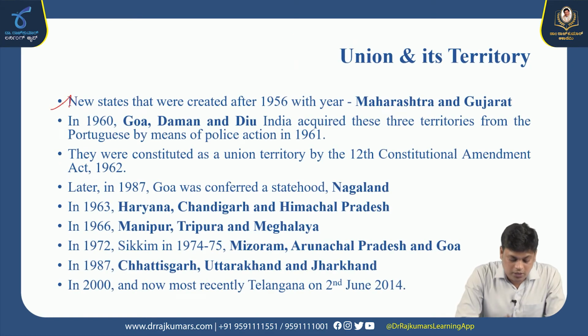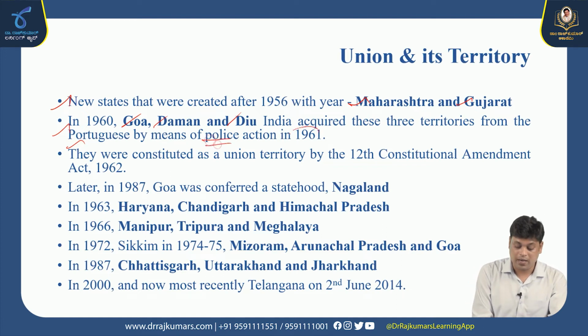So new states were created after 1956. Maharashtra and Gujarat were carved out of Bombay. In 1960, Goa, Daman and Diu, these three places were acquired by the government of India from the territories held by the Portuguese. Police Action in 1961 is known as the Liberation of Goa. They were constituted as a union territory by the 12th Constitutional Amendment Act. Later in 1987, Goa was conferred statehood, and Nagaland also.